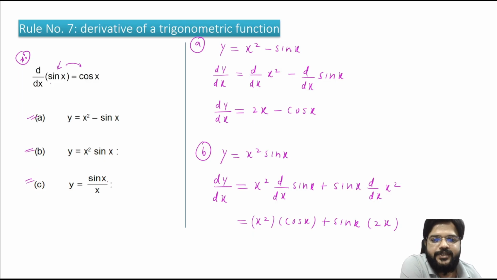Here we have y equal to sin x by x. We want to do the differentiation of sin x by x. Here sin x and x are in division. So can I use the quotient rule here? Correct, because we have two functions and both are present in division. So yes, correct. I'm giving this question to you as homework, everyone. Do it yourself and apply the quotient rule here. Then you will get the answer.